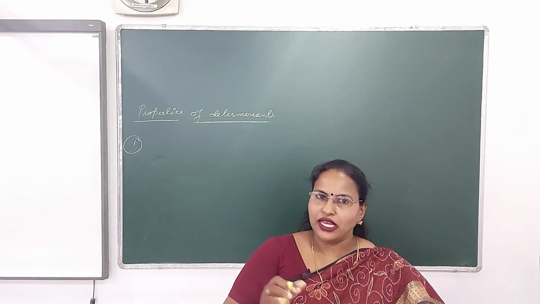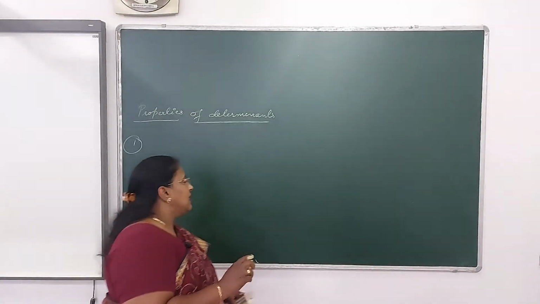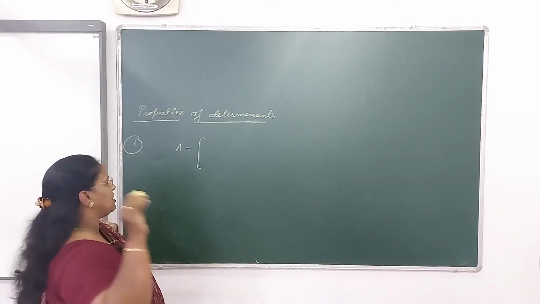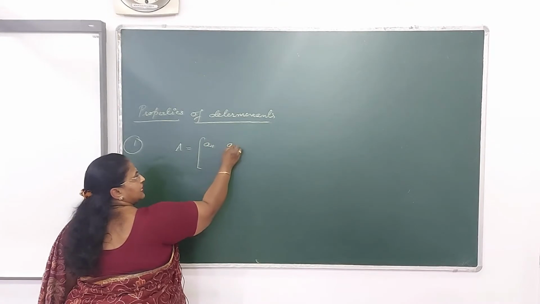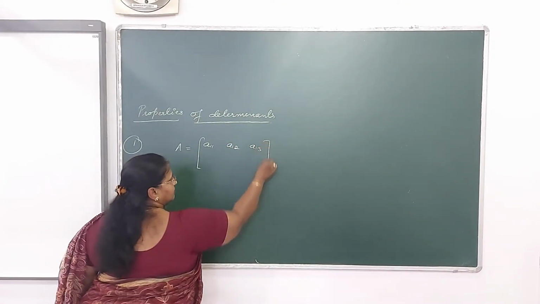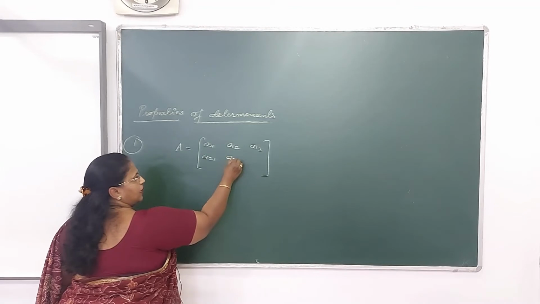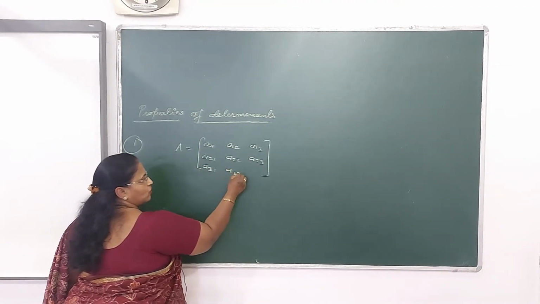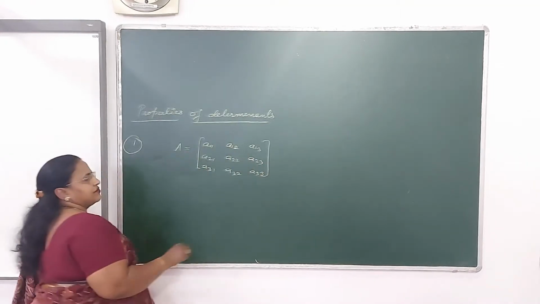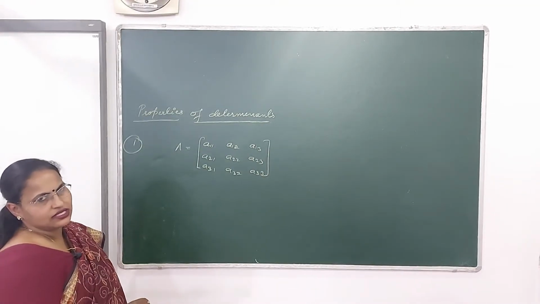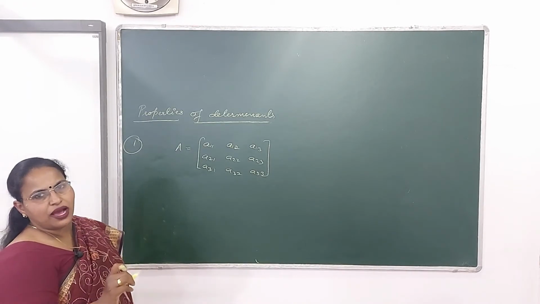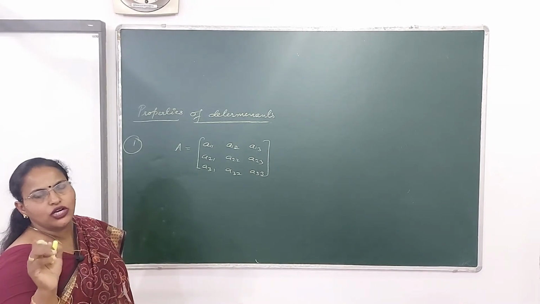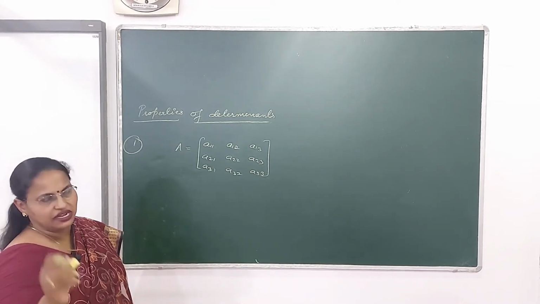Now I will be explaining this. See this. Let A be a square matrix here of order 3. Let us see for order 3. So the elements are A11, A12, A13, A21, A22, A23, A31, A32, A33. Row wise or column wise, if the elements are multiplied to its cofactor and added, the value will be equal to determinant of the given square matrix.